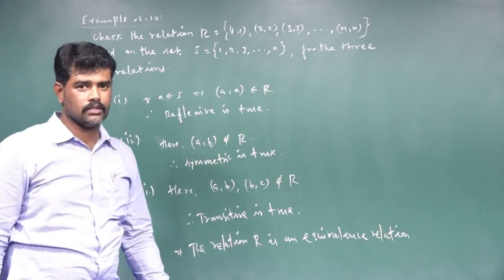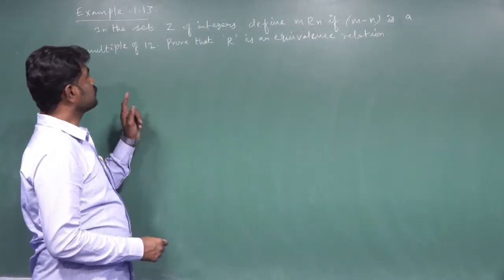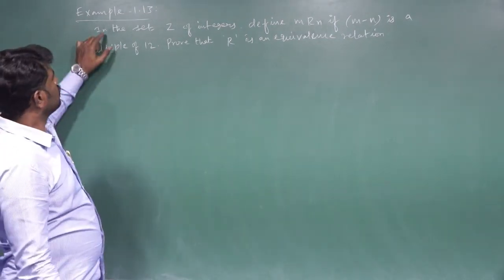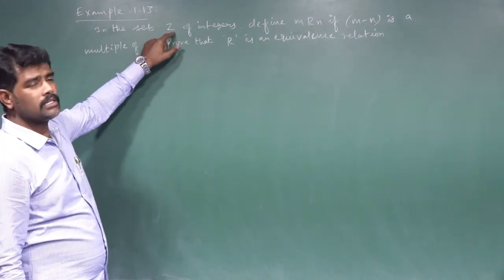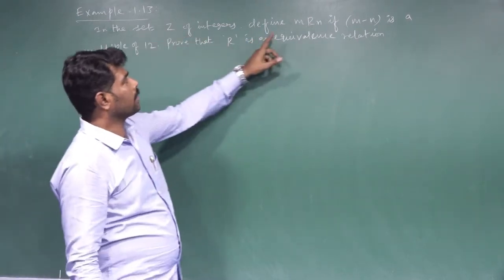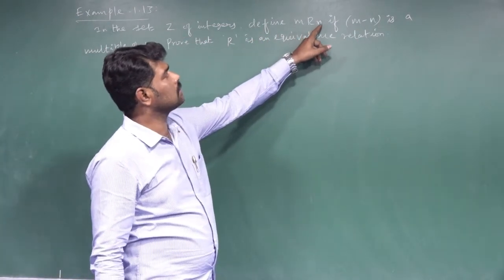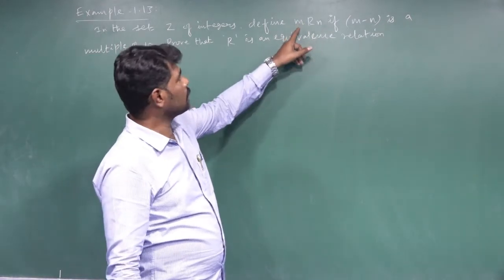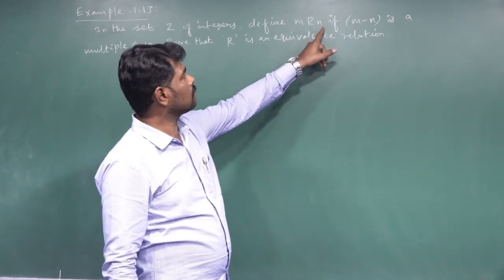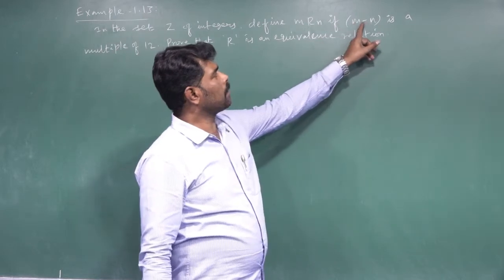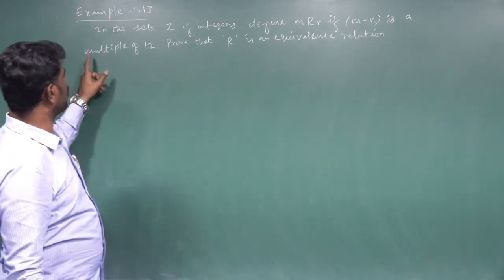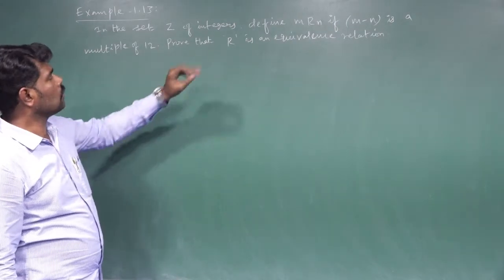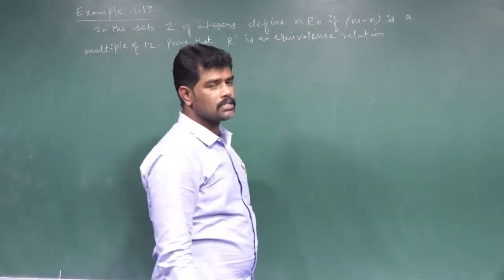Okay, right. The next example 1.13. Here the question is, in the set Z, meaning the integer set, define M relation N, M or N. How to read it: M relation N means that if M minus N is a multiple of 12. Prove that R is an equivalence relation.